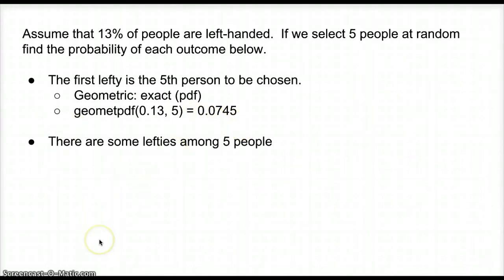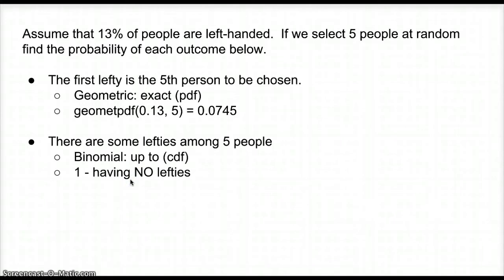There are some lefties among 5 people. So again, the first thing you have to do is figure out if it's geometric or binomial. This is binomial because it is up to a certain amount, and since it's up to, it's going to be CDF. And again, it's binomial because it's saying that there's some. It's not saying just one. It's saying that there could be multiple of them.